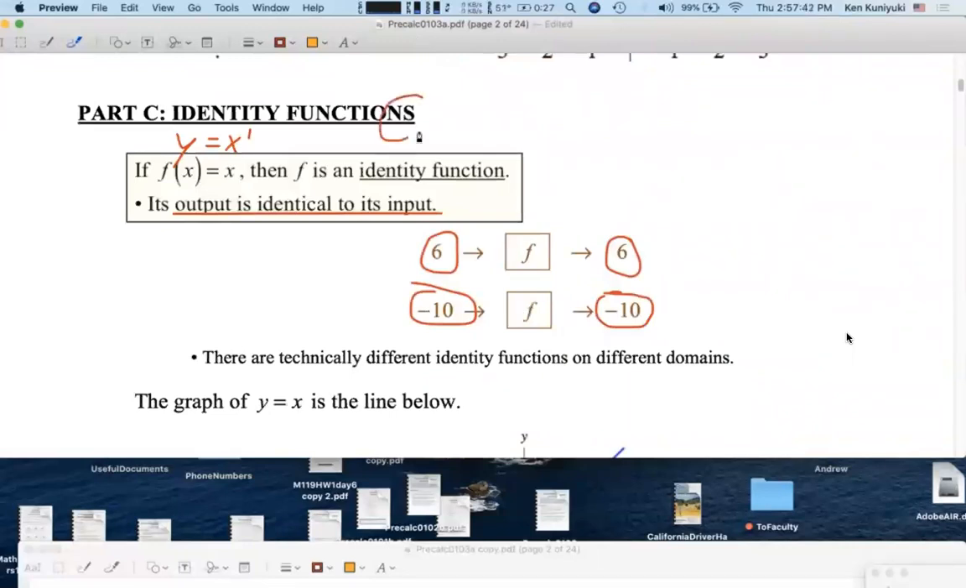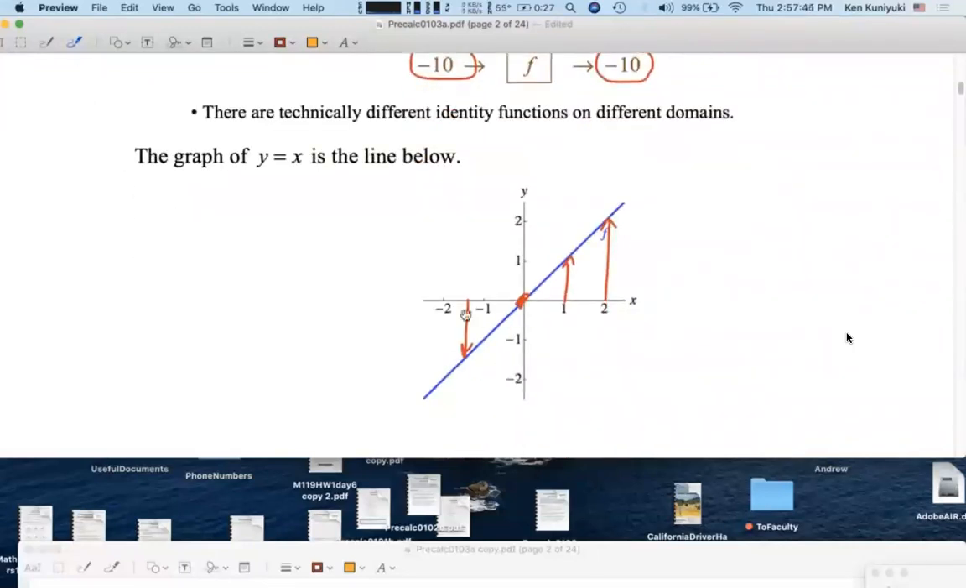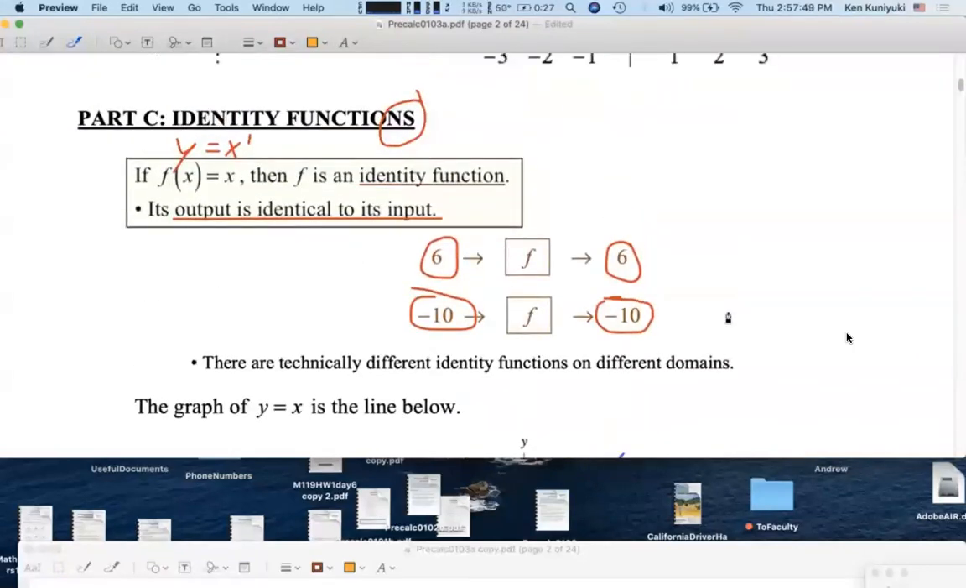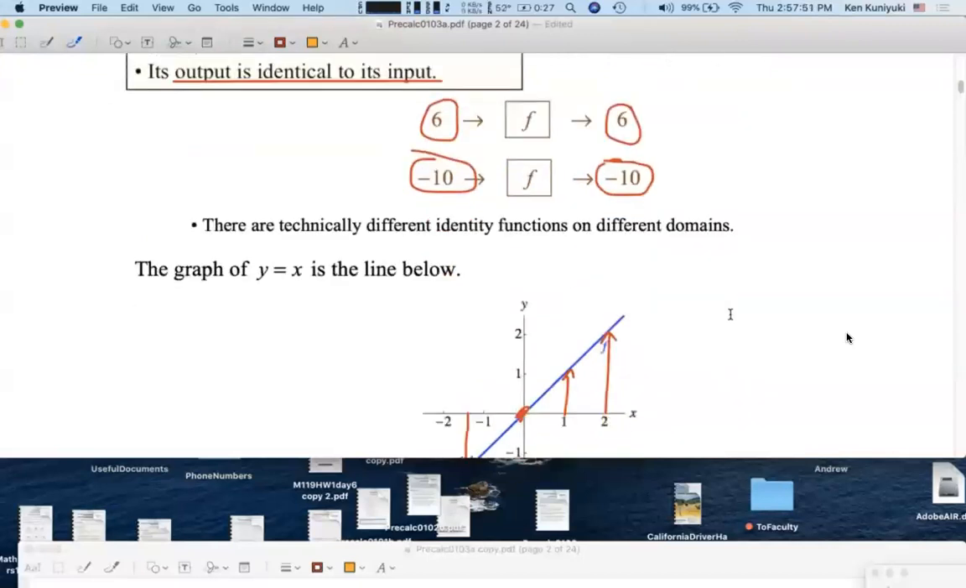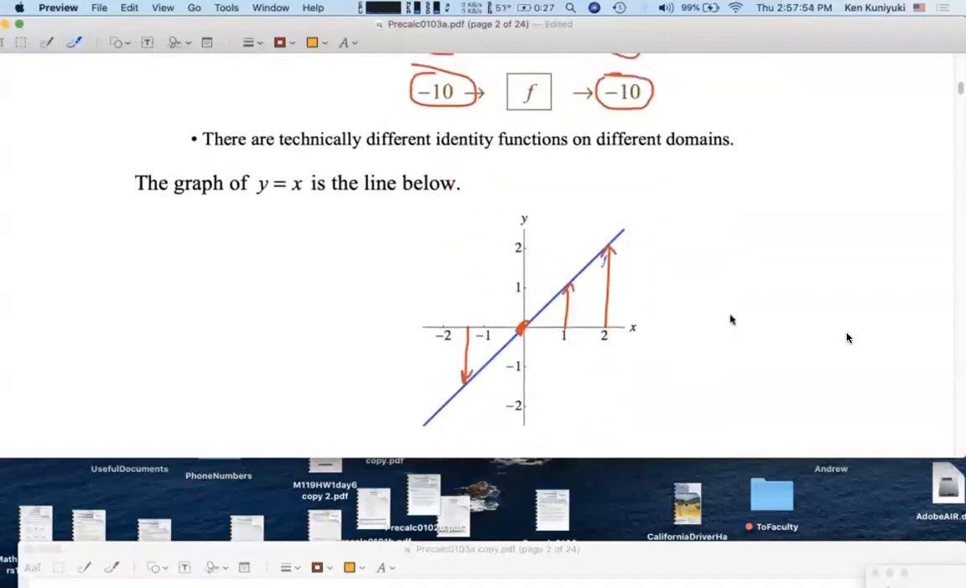Why do I use the plural? Because technically, the domain could be restricted. It doesn't have to be all real numbers. We're going to assume for now that the domain is R, all real numbers. Another lazy function.